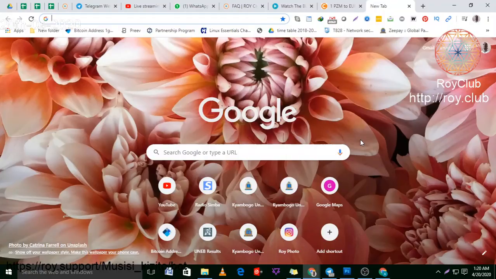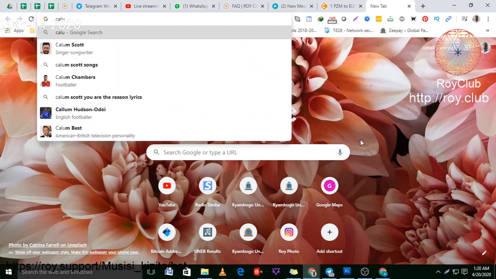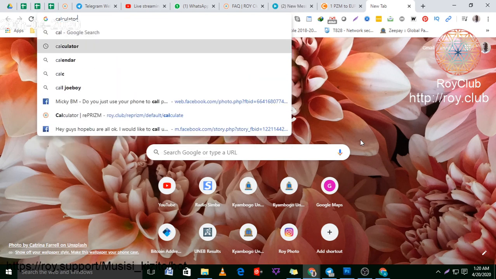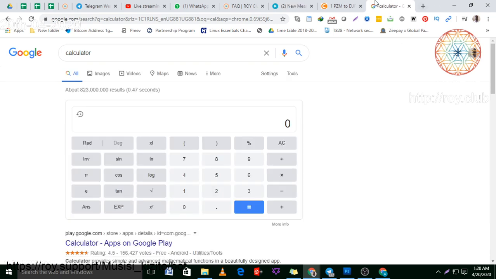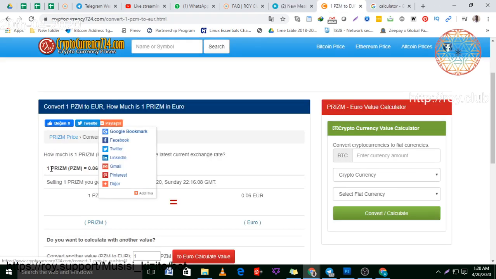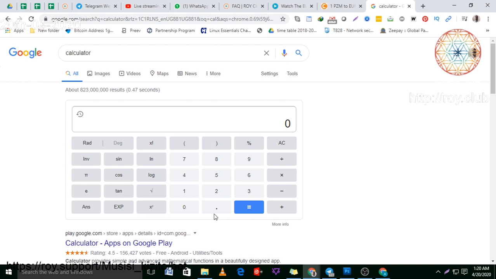I'll get the calculator for you. Let me get the online Google calculator so that we can find out. One prism is worth 0.06 euros, then times 100, so that you can get to know the number of euros.